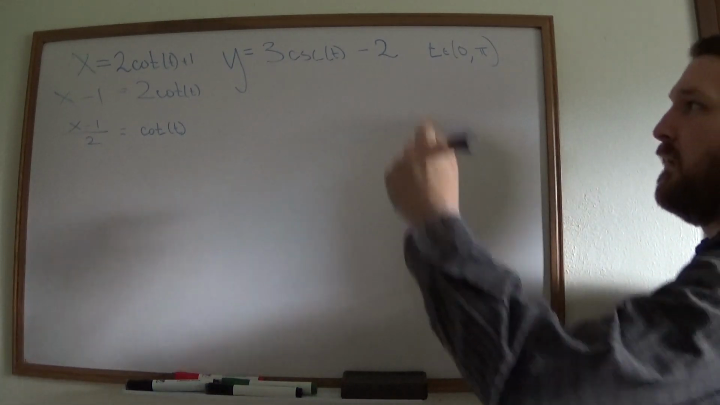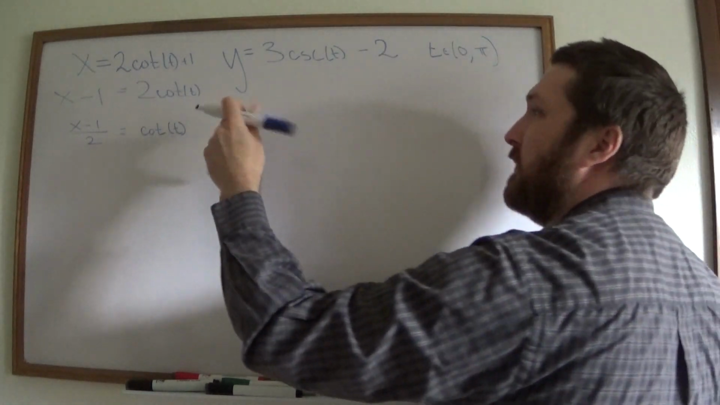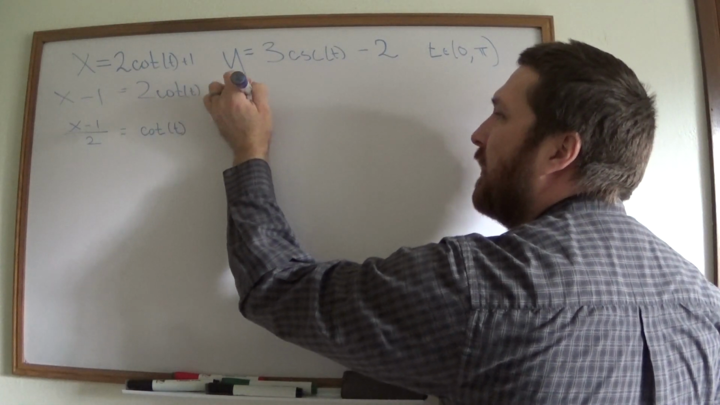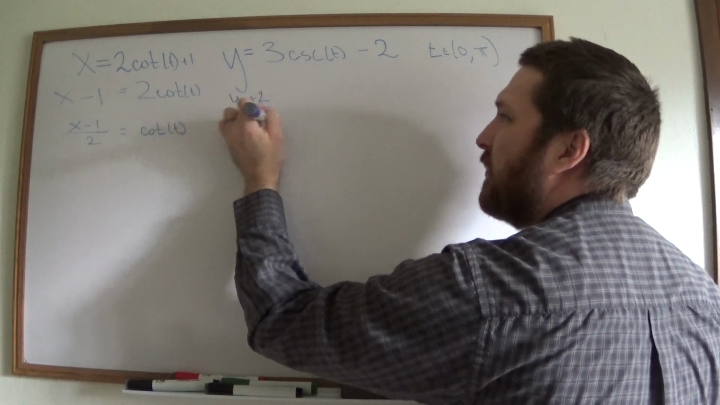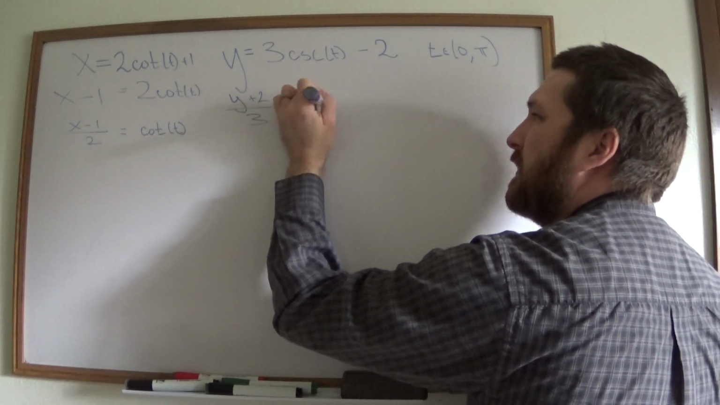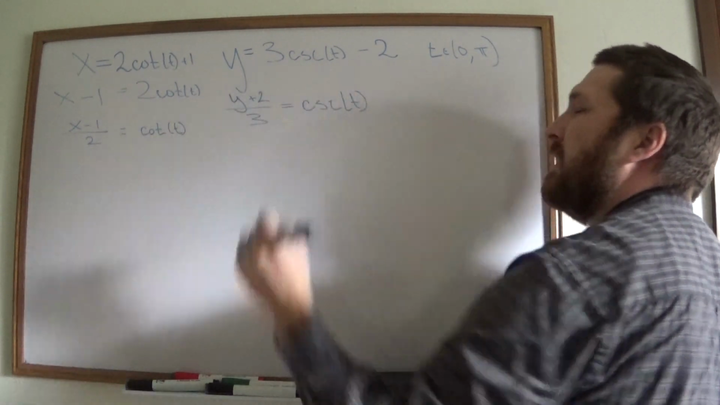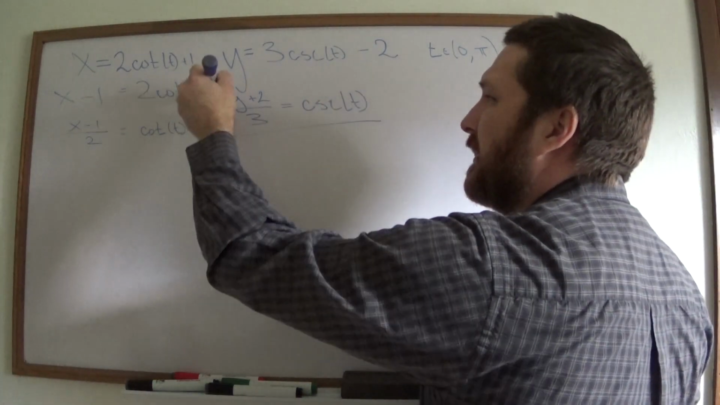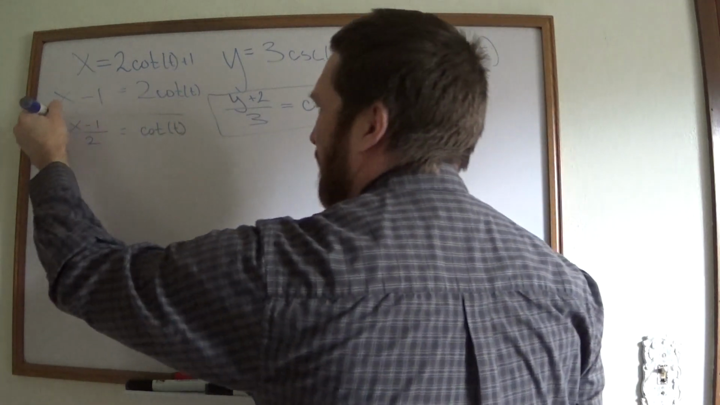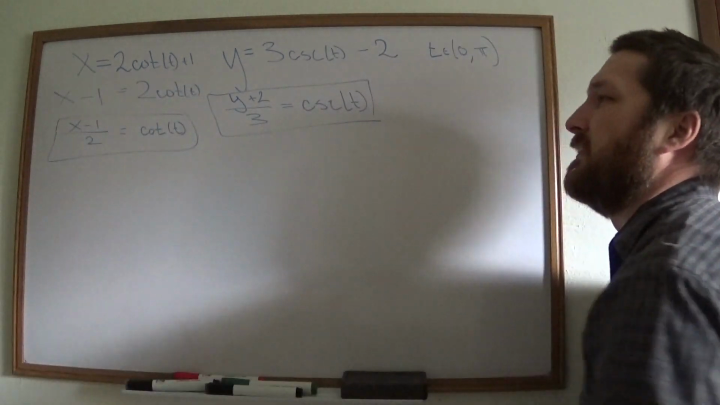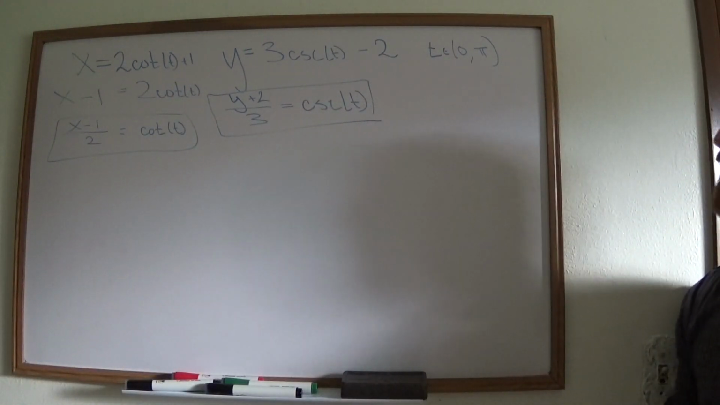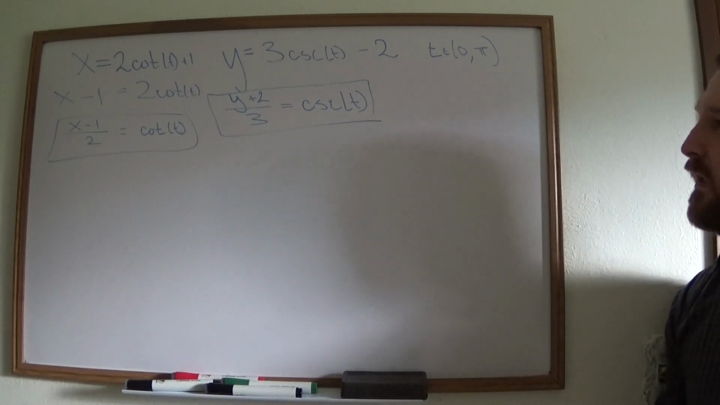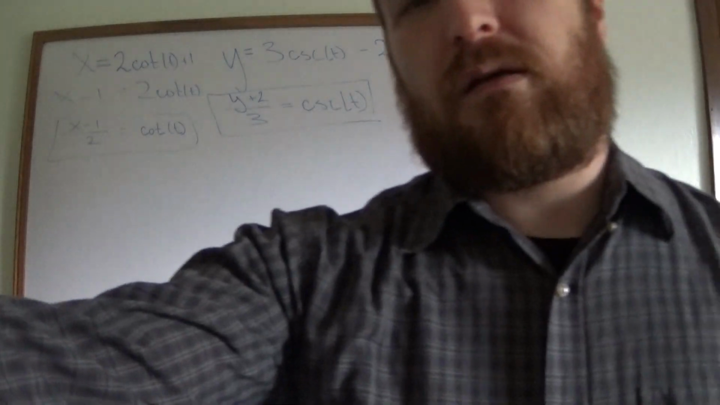Get the cosecant by itself, and so it'll be y plus 2 over 3 is equal to cosecant t. And then we probably have something that relates them. Now, how do we relate cosecant? So here, I'm boxing. These are not the final answers. It's going to get ugly, and so I want to be able to easily come back to where we were. How do we relate cotan and cosecant?